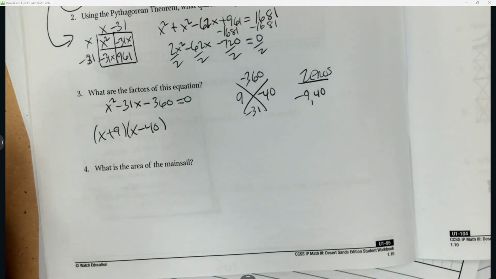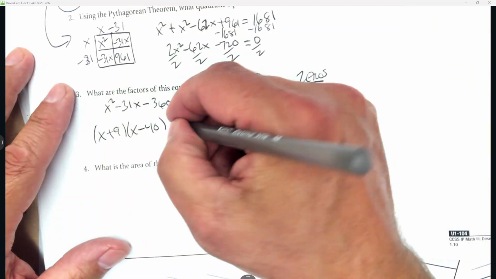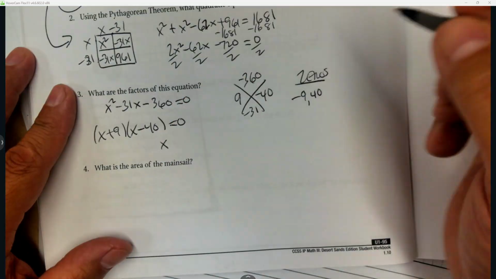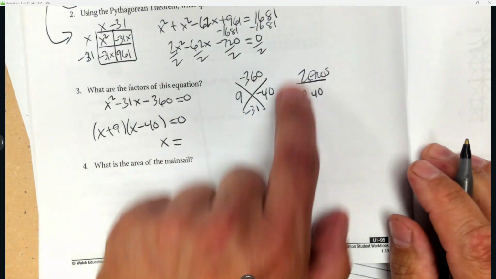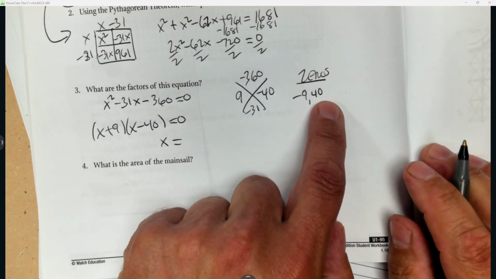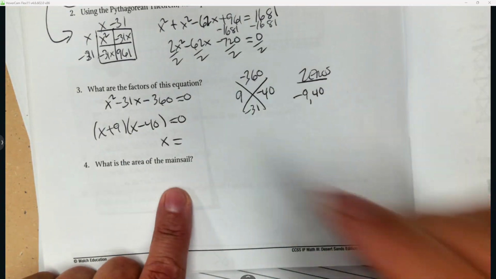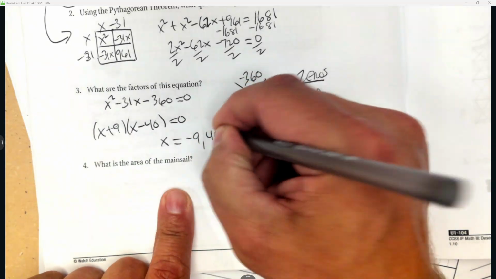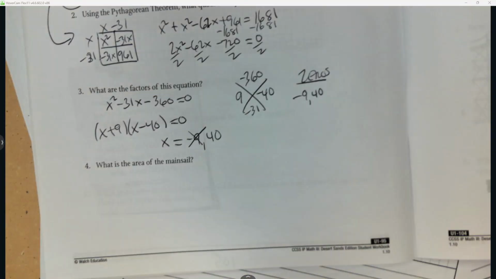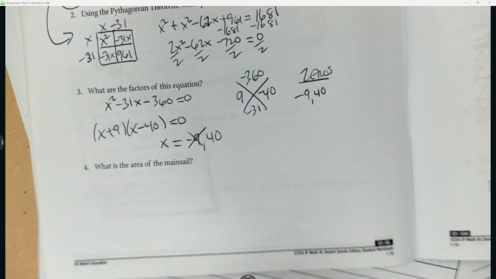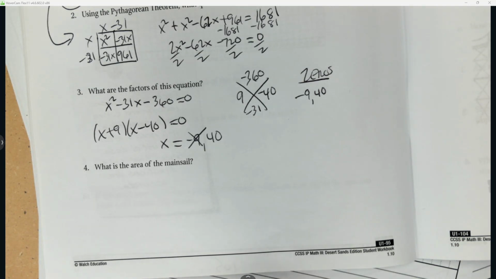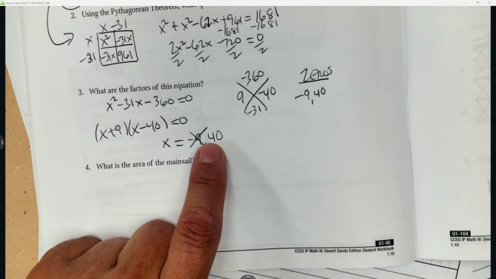Now, when I solve this, there's only one answer that makes sense. So my zeros are my answers. So if I solve each one, the zeros are my answers, but I'm going to cross out -9 because your sail can't have a length of -9. So there's only one positive value that x can be for the sail, and that's 40.